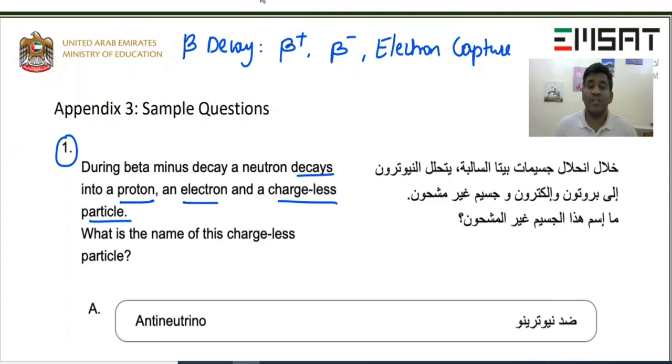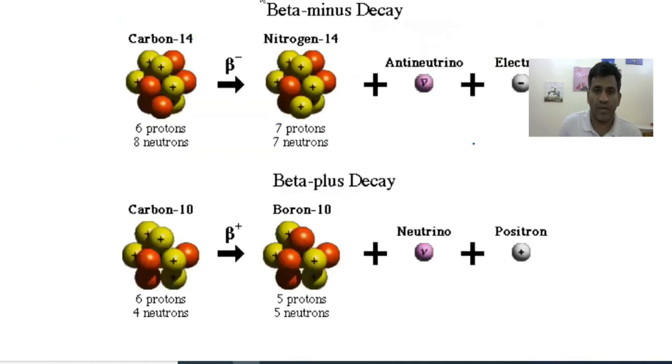But during this process, especially in the beta plus decay and in the beta minus decay, whenever this conversion is happening, along with emitting the proton and electron or accepting the electron, an uncharged, that is a chargeless particle will also be generated. And the question here is, what is the name of that chargeless particle? Let me show you here. Consider this is a beta minus decay which we are talking about.